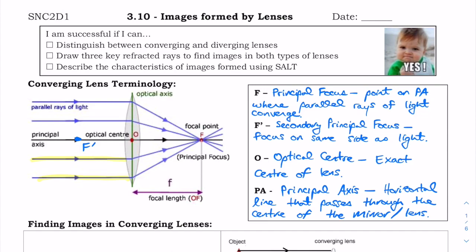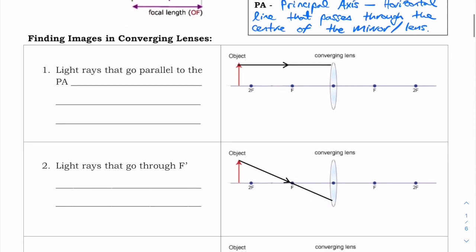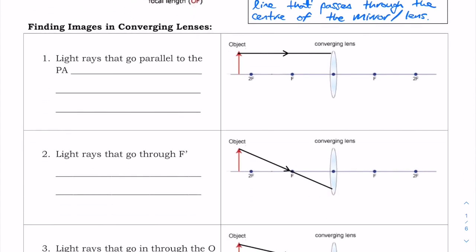Alright, and now with that terminology out of the way, we're going to learn how we find images in converging lenses. We're going to use three rays of light, and wherever those rays of light cross will be the location of the image. The first ray of light is one that passes parallel to the principal axis. We can see this in the picture below. When this ray of light hits the converging lens, it refracts and passes through the principal focus on the right side of the lens. So let's define it.